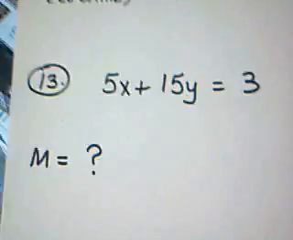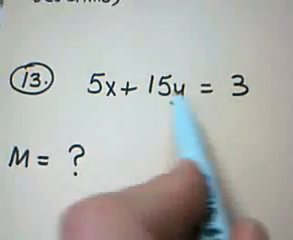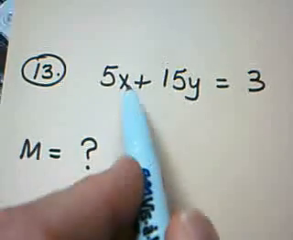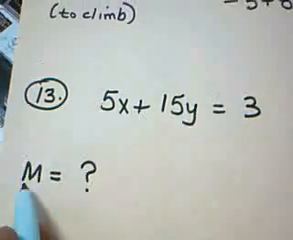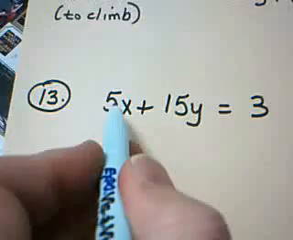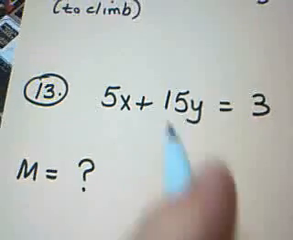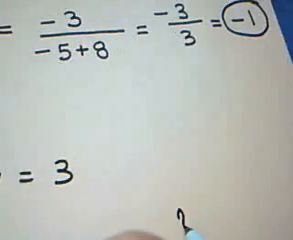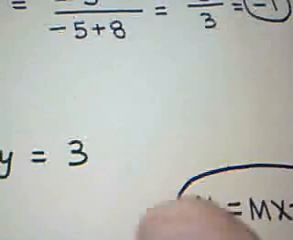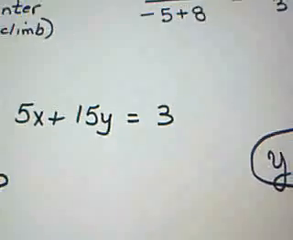Now, sometimes in algebra you're given an equation of a line. This equation happens to be in what's called standard form. In most books, this is referred to as standard form. We want to find the slope. Well, in general, the slope is the coefficient of the x term, but that is only when the equation is in the form y equals mx plus b. That's called slope-intercept form. Okay? So what we have to do is put our equation in that form.